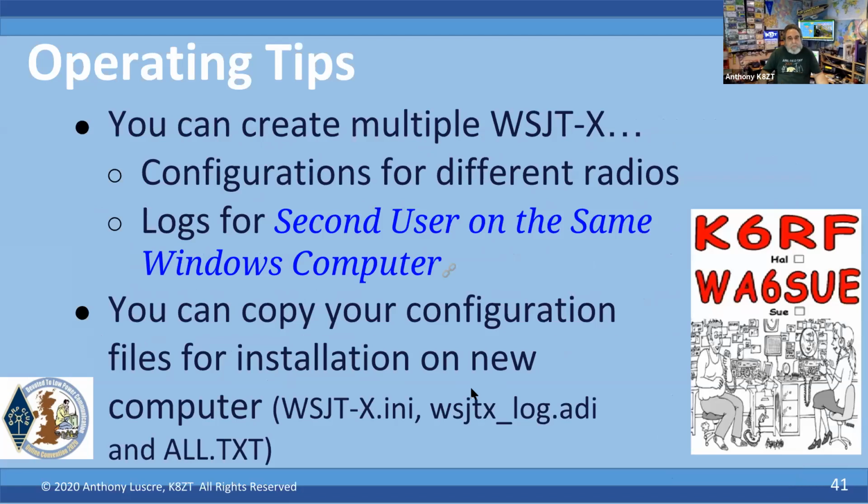Some operating tips. You can create multiple WSJT-X configurations if you have more than one radio. You can also set up a second user. So if you have a spouse, for example, that uses your radio also, you can set it up so that you have two separate logs, two separate profiles, so everything is completely separate. And I have information on how to do that. You can also copy your configuration once you have it ready to put on another computer. So let's say you're using your desktop computer at the shack, but you want to go out and operate in the field and you want to move everything over to a laptop.